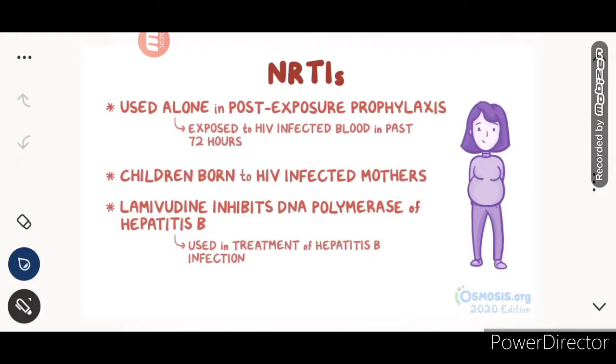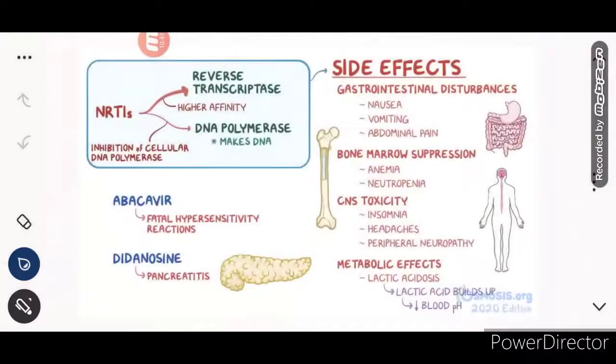Okay, so the mother has HIV, so we can give the child NRTIs to stop that infection. And lamivudine inhibits the DNA polymerase of hepatitis B, so lamivudine is also used in the treatment of hepatitis B. Some of the side effects are that NRTIs can also inhibit the host DNA polymerase.